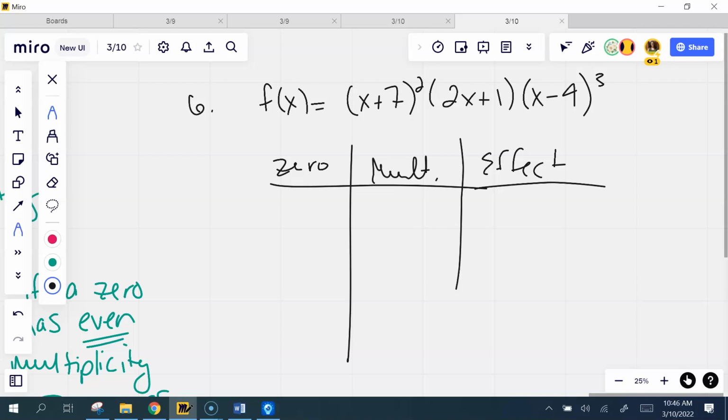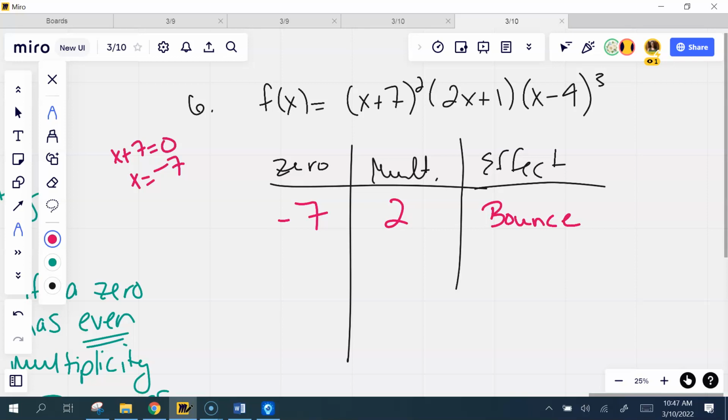-7. Why are you saying -7 and not +7? I have to say x plus 7 equals 0, so x equals -7. So my first zero is -7. What is its multiplicity? 2. In other words, how many times does it occur? What is the exponent on the factor? What is the effect? It's a bounce. As long as it's even, it's a bounce.